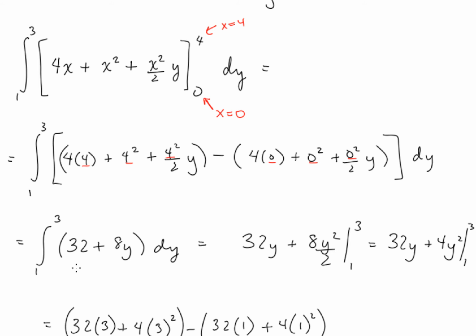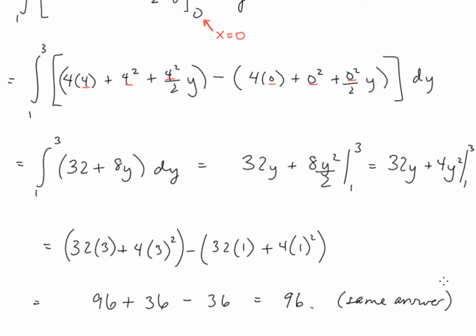Simplifying, we get 32 plus 8y, and we want to now integrate this with respect to y and its bounds. So 32y plus 8y squared over 2, or 32y plus 4y squared. y is going from 1 to 3, and we get the same answer of 96.